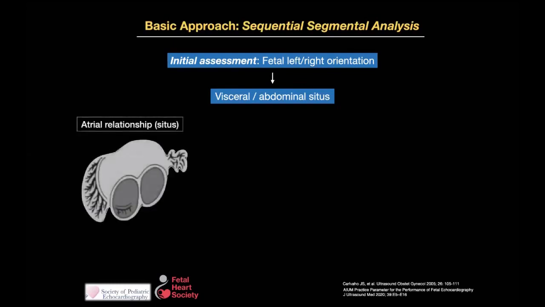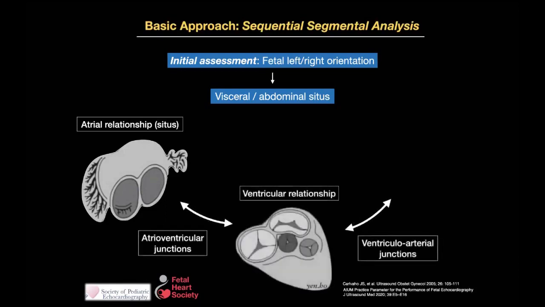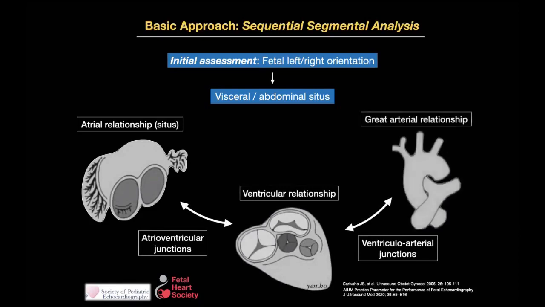The fetal echocardiogram is a detailed evaluation of the cardiac structure and function. Of course, the assessment involves sequential segmental analysis. Starting with the initial assessment, determining fetal right and left orientation, this will be part of your visceral and abdominal situs. And also assessment of the atrial relationship situs, as well as the atrioventricular junctions, the ventricular relationship with the ventricular arterial junctions, and also great arterial relationships. So this is pretty much the sequential segmental analysis of the 4 basic areas.